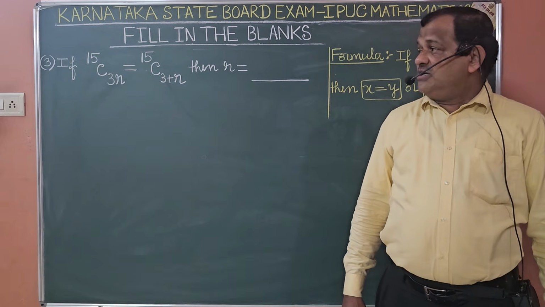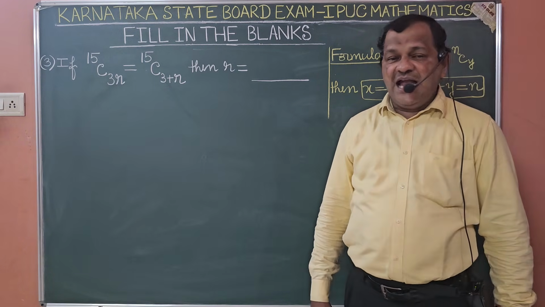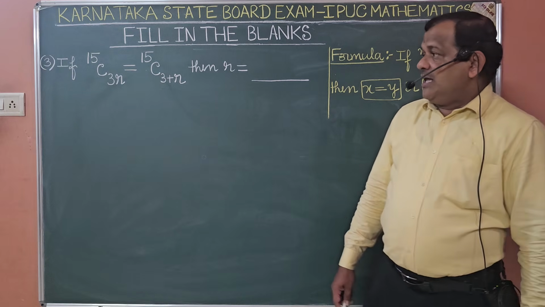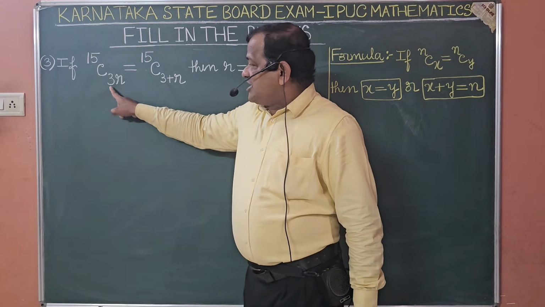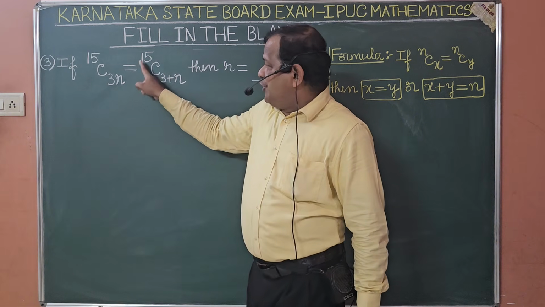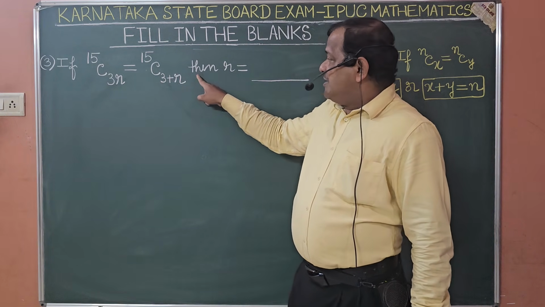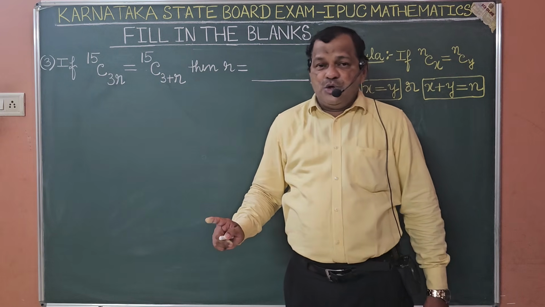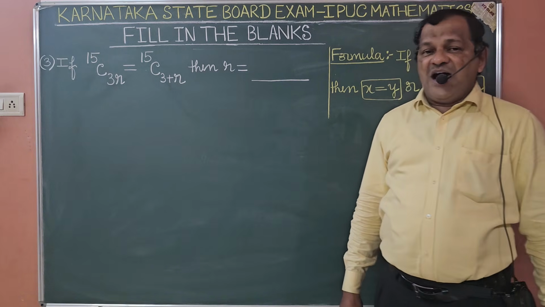This is the third fill in the blank from Permutations and Combinations chapter or from Binomial theorem lesson. Say if 15C3r is equal to 15C(3 plus r), then r is equal to. Yes, first you can do it in your mind and get the value of r.